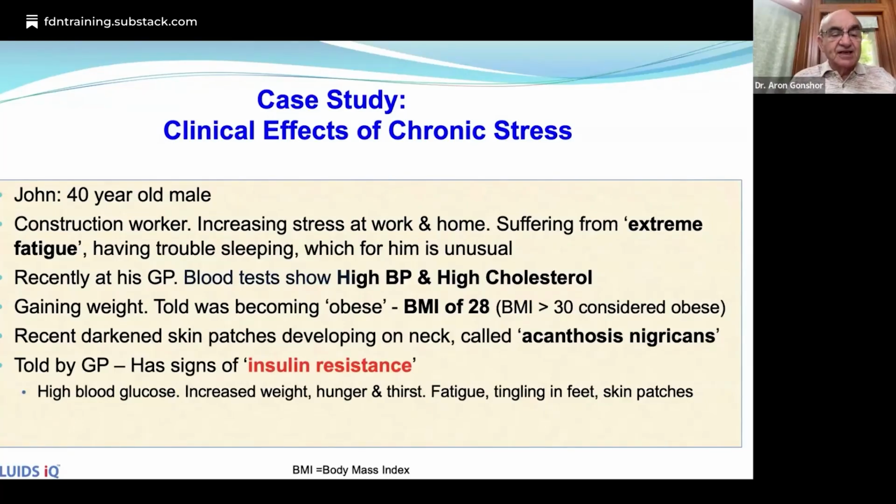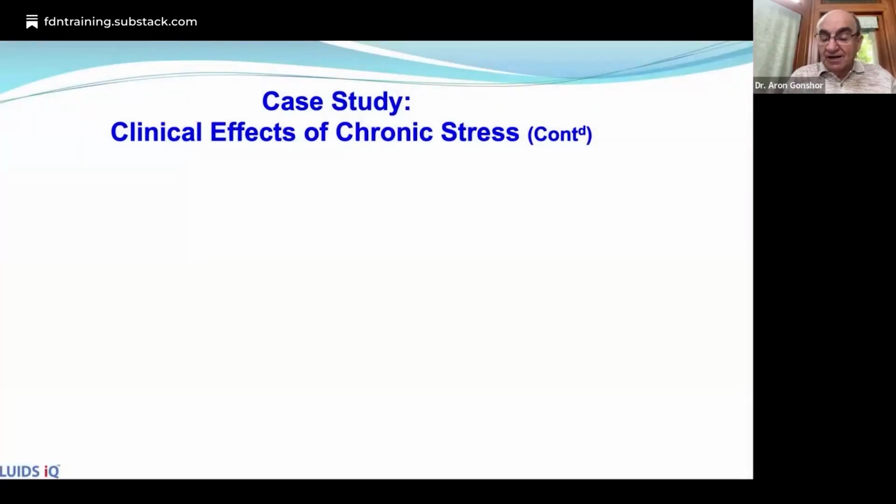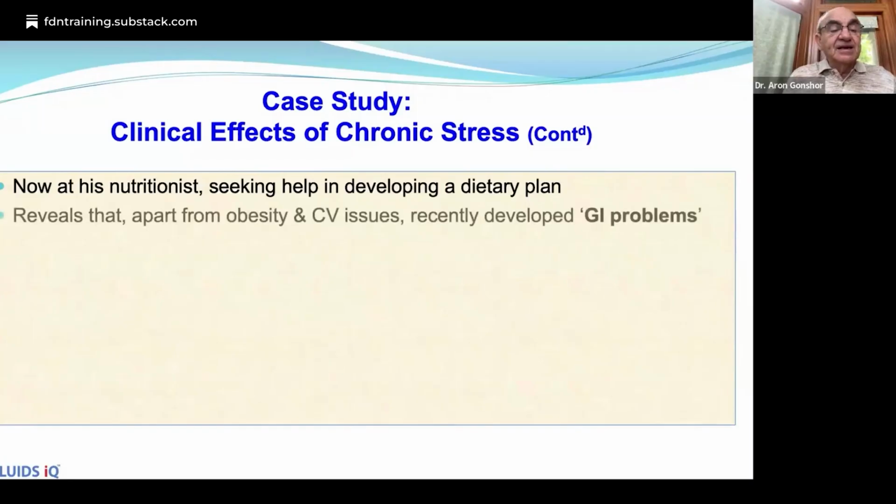And he's been told by his GP that he has a number of signs of what the GP called insulin resistance. He has high blood glucose, increasing weight, hunger and thirst. He's very fatigued. He's even begun to get tingling in his feet. And of course, he has those skin patches. And the GP encouraged him to improve his condition by losing weight. So now John is at the nutritionist seeking help in developing a dietary plan.